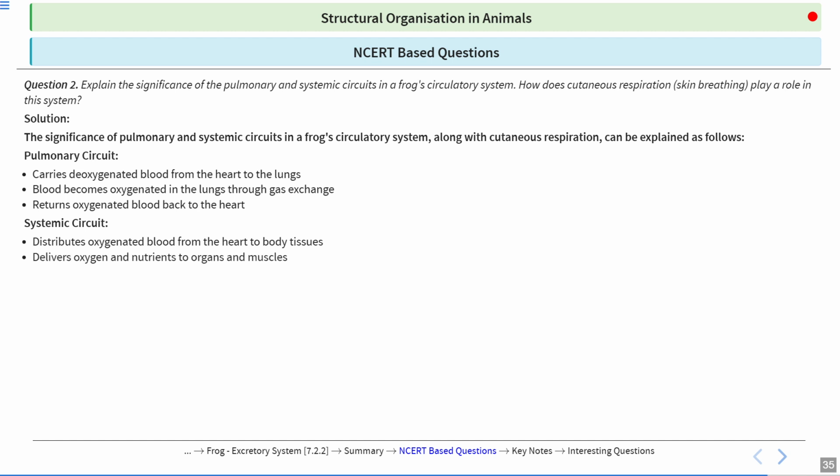So that delivers oxygen and nutrients to the different organs and muscles. It returns deoxygenated blood, and once all the nutrients and oxygen reach the different parts of the body, there are again metabolic activities going on there. So that again produces carbon dioxide and nitrogenous waste substances. So it is brought back again to the heart to get purified.